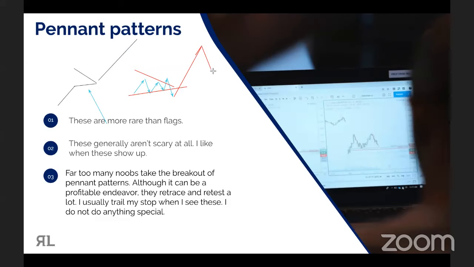So if I see a pennant pattern that breaks out and holds, AKA a small distribution phase on a small time frame. The thing is, far too many noobs take the breakout of pennant patterns. They look for pennant patterns and they can also be a profitable endeavor, but a lot of pennant patterns will retrace and they will retest.